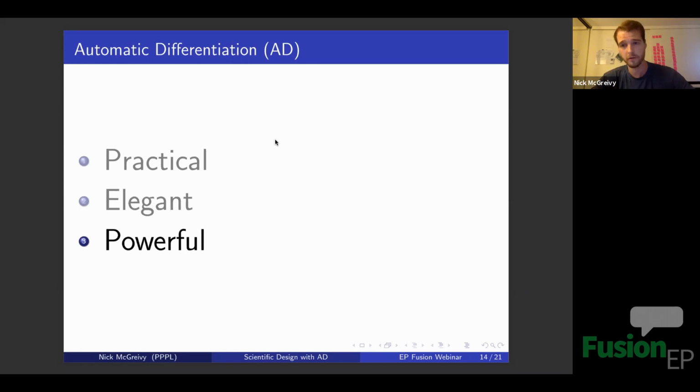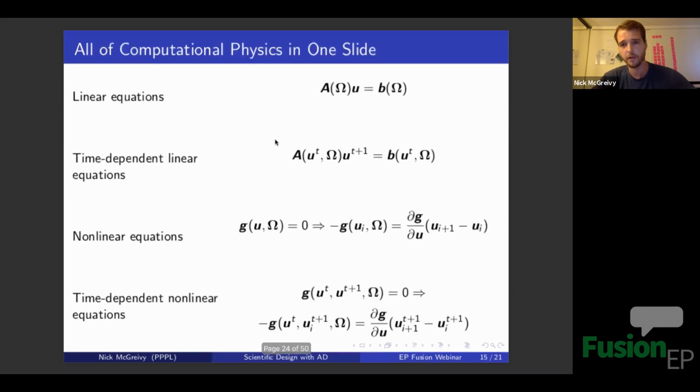The kind of tools that implement these things are what are being developed right now. And so here I'm going to commit a tragic sin, and I'm going to tell you that all of computational physics can be reduced to one slide. It's obviously not true, but for the purposes of illustration, let's pretend it's true. So you have linear equations, you have time-dependent linear equations, you have nonlinear equations, and you have time-dependent nonlinear equations.